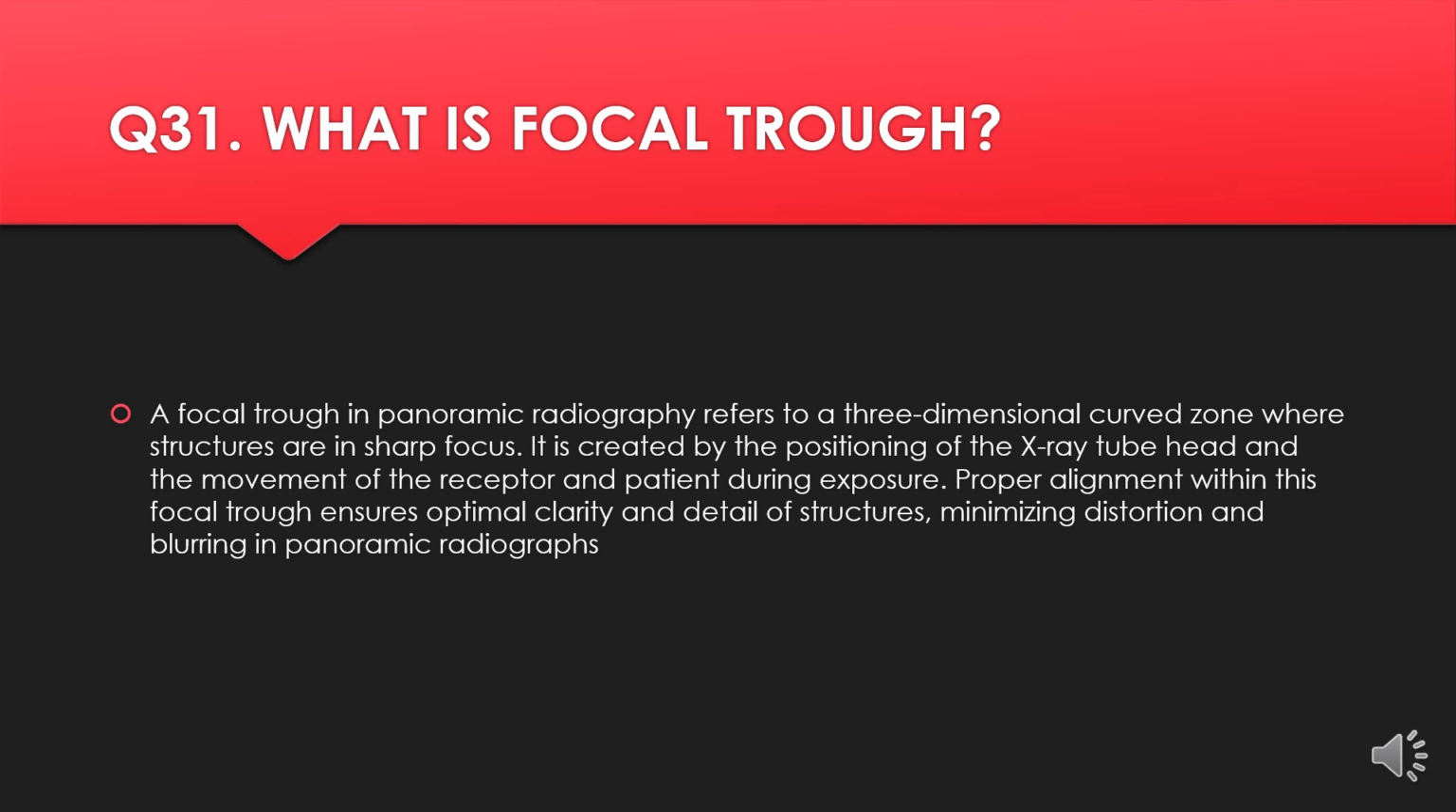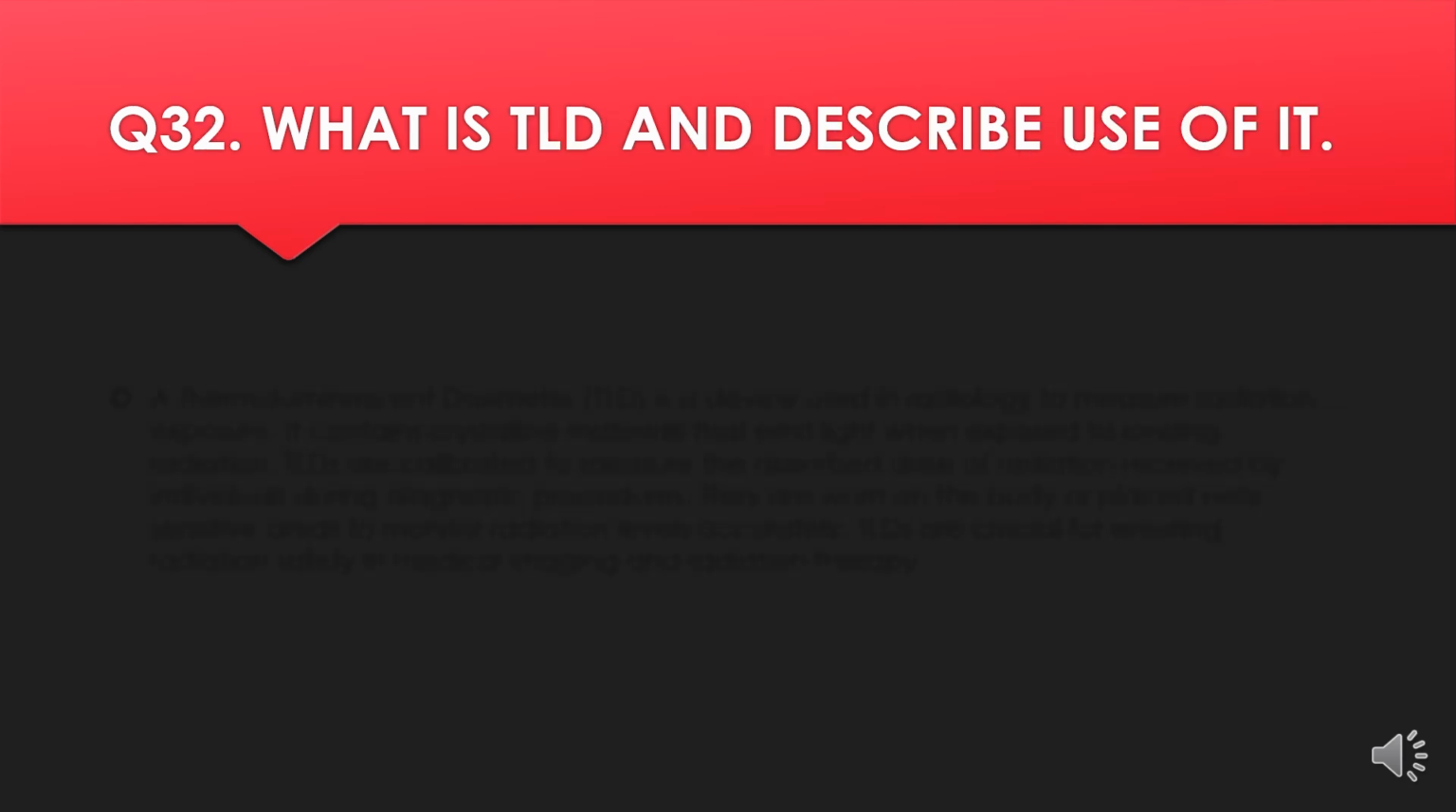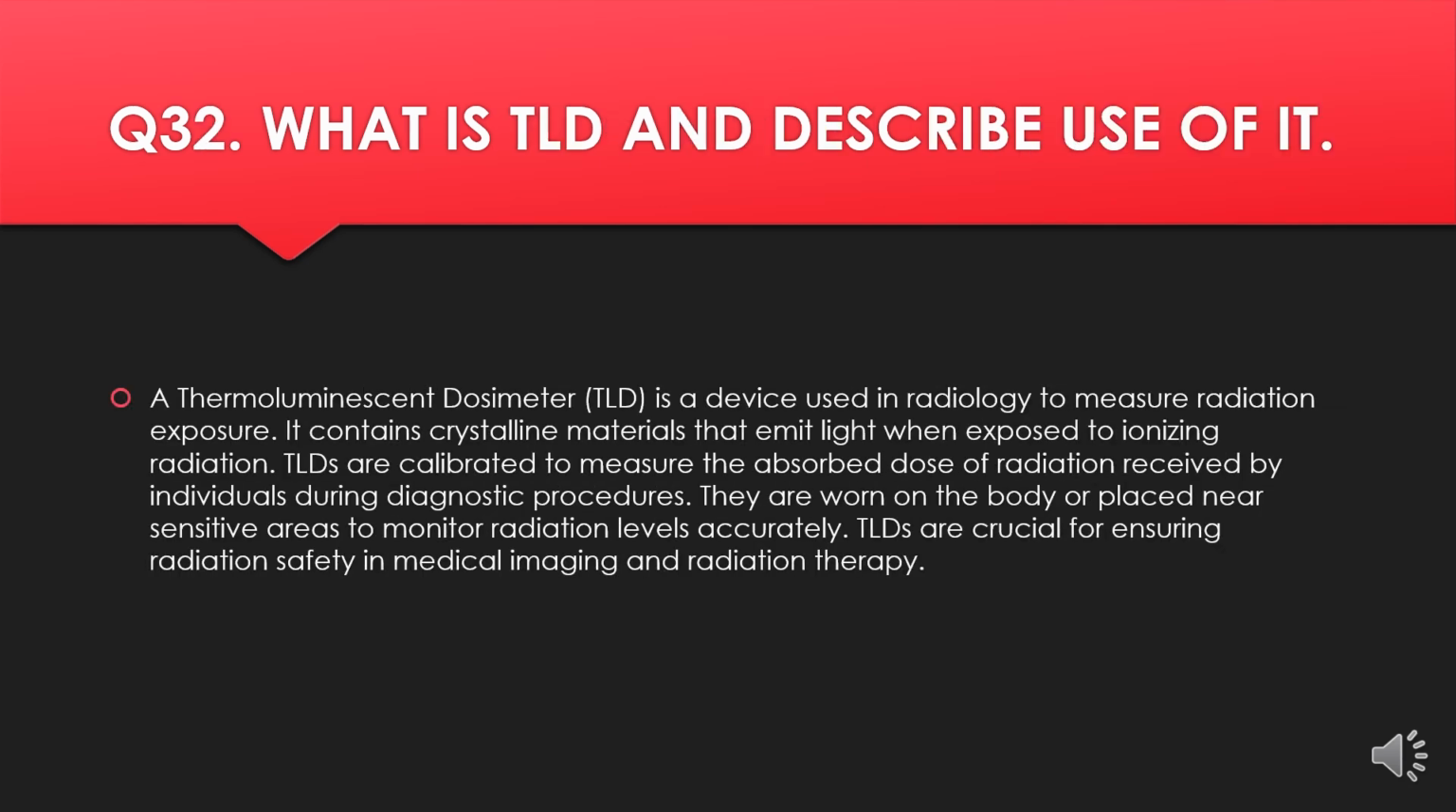What is TLD and describe the use of it? A thermoluminescent dosimeter is a device used in radiology to measure radiation exposure. It contains crystalline materials that emit light when exposed to ionizing radiation. TLDs are calibrated to measure the absorbed dose of radiation received by individuals during diagnostic procedures. They are worn on the body or placed near sensitive areas to monitor radiation levels accurately. TLDs are crucial for ensuring radiation safety in medical imaging and radiation therapy.